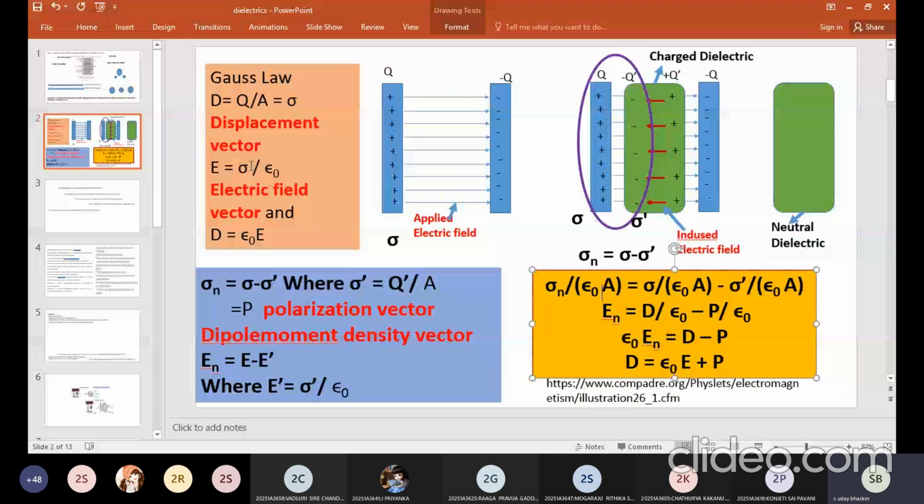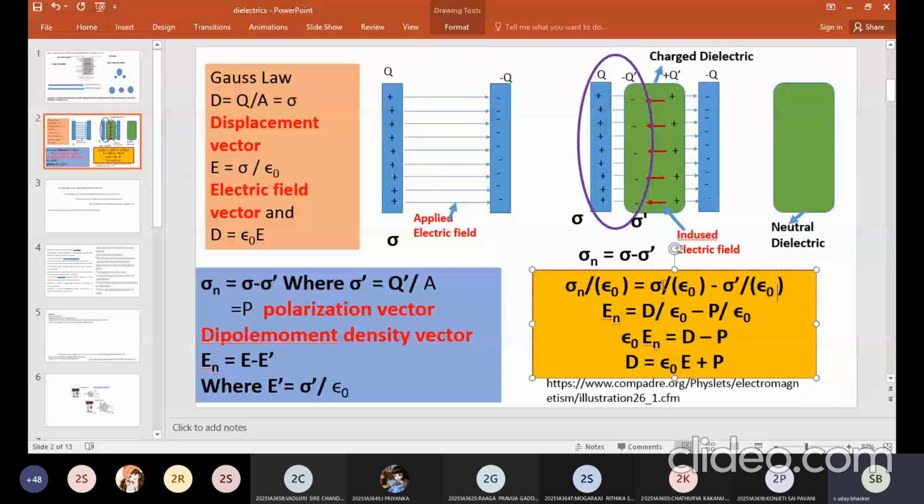This is rho by epsilon naught. A is already taken, rho by A is already taken. I'm dividing both sides by epsilon naught. When I divide by epsilon naught, what I have is rho by epsilon naught is En. What is En? Net electric field inside the dielectric.